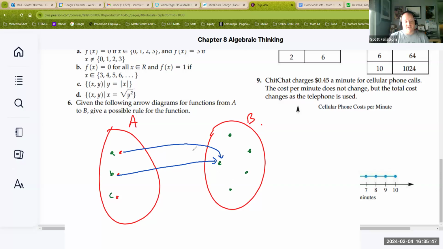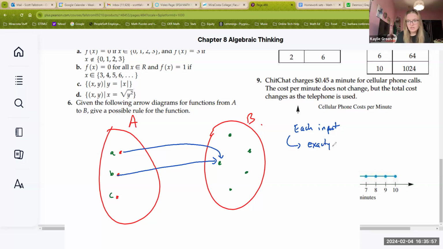Well, let's take a look. So remember the definition, this is what we always want to go back to. Each input does what? Has to map to exactly one output. Yeah. Okay, so let's take a look.